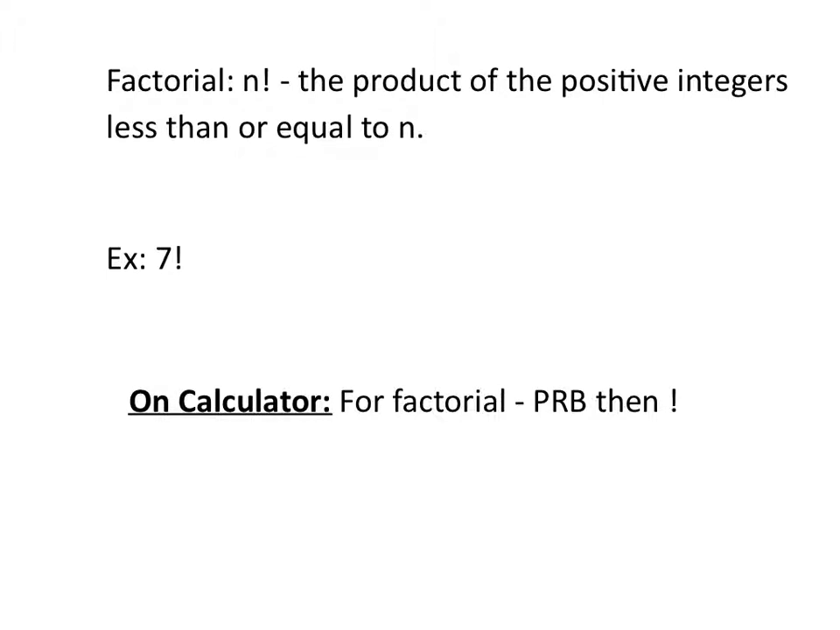So what we just did there is called a factorial, which means n exclamation point, the product of the positive integers less than or equal to n. So here, the example that we did was 7 factorial, which was 7 times 6 times 5 times 4 times 3 times 2 times 1. On the calculator, you can actually find the factorial by clicking PRB and then scrolling over till you see the exclamation point. So please locate that on your calculator now.